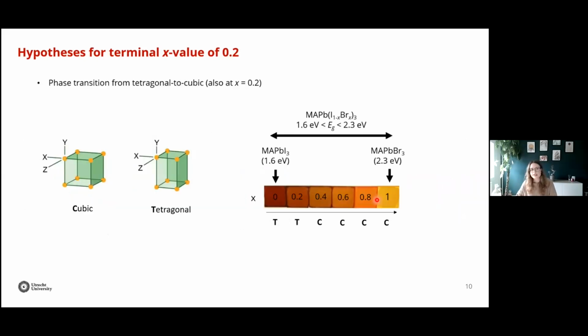There are actually a few hypotheses for this phase segregation, and one of them is a phase transition from tetragonal to cubic, which occurs at 0.2, so when the composition has 20% bromide. And so basically the idea was that below this threshold, the perovskite is in the tetragonal structure and it's fully stable, but then above this threshold, you start to have a cubic structure, which is not stable anymore against light.